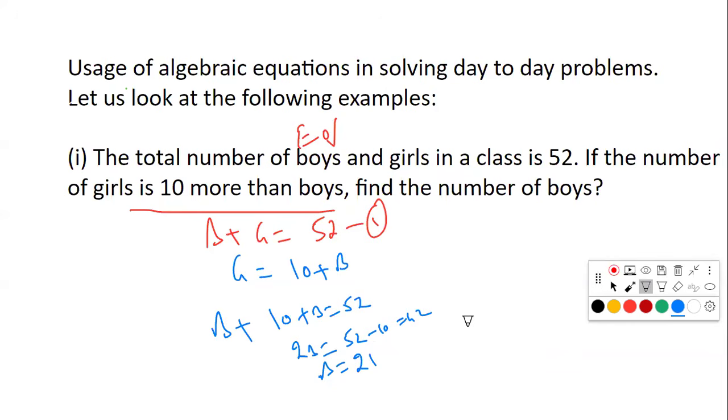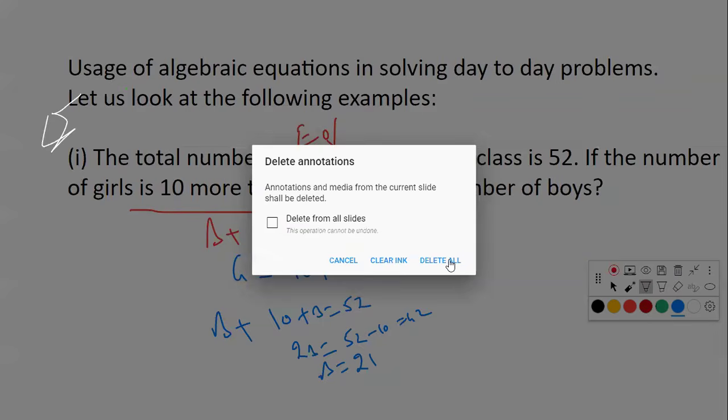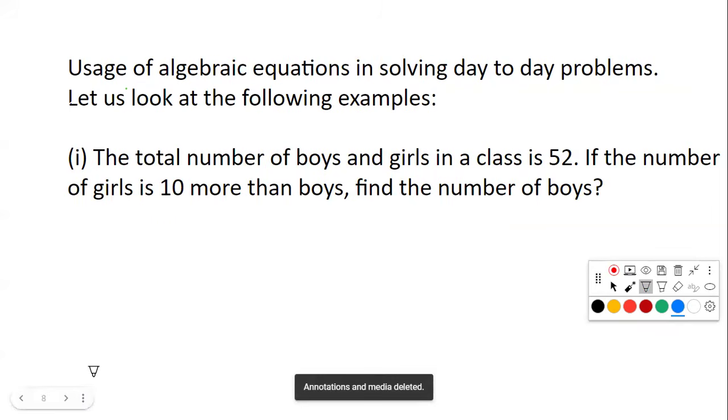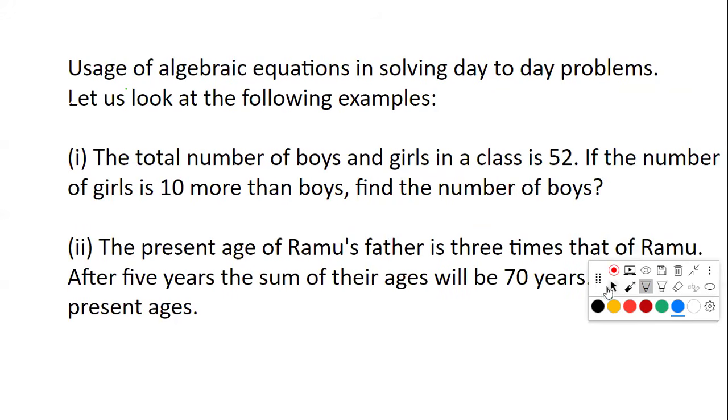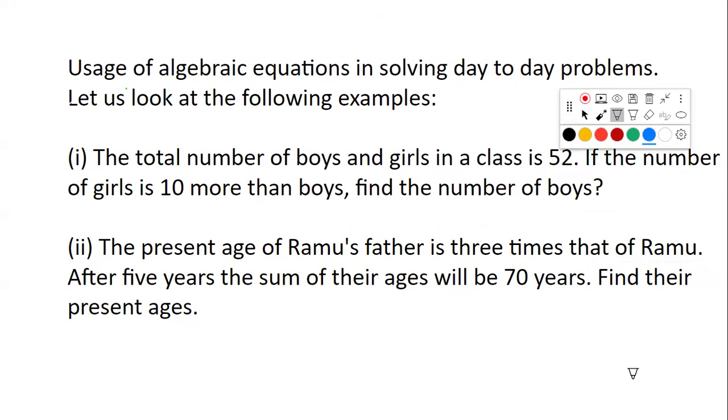Once you get the equation right, it is only about solving it now. Hope you are able to get this. Now look at this and try to tell me what answer you will give. The present age of Ramu's father is 3 times that of Ramu. After 5 years, the sum of their ages will be 70 years. Find their present ages.